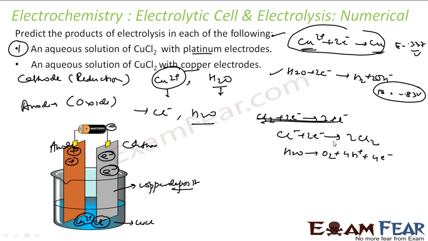Correct? Sorry, it will give 2 fluorine. Yeah. Now for this, if you see the reduction potential, that is nothing but 1.359. That is the reduction potential. And for this, it is 1.23 volt. It is minus. Since this is a reduction potential, this is also a reduction potential.